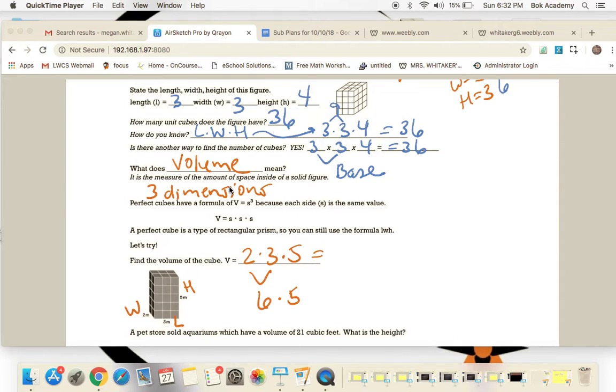So 6 times 5 is 30. It's where our unit is meters. And now we're talking about 3 dimensions. That's why we put cube here, cubic, that little 3.